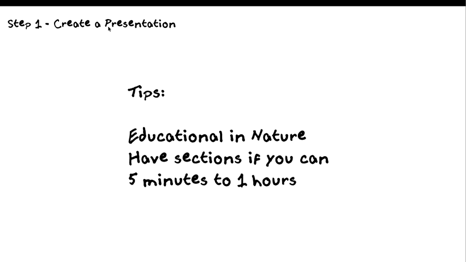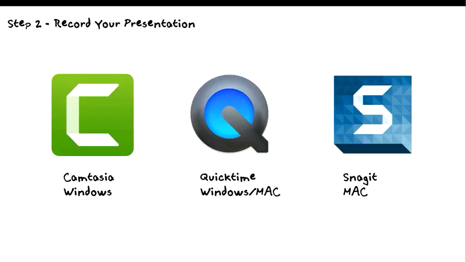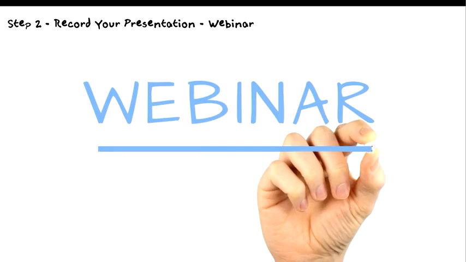Second thing you got to do once you've built your presentation is record your presentation. And how you want to record your presentation is if you're using Windows, you can use a program called Camtasia, or you can even use QuickTime. If you're on a Mac, you can use QuickTime or a program called Snagit. There's also other programs that you can get. So if you just Google screen cap or screen recording software, you'll be able to find that stuff.